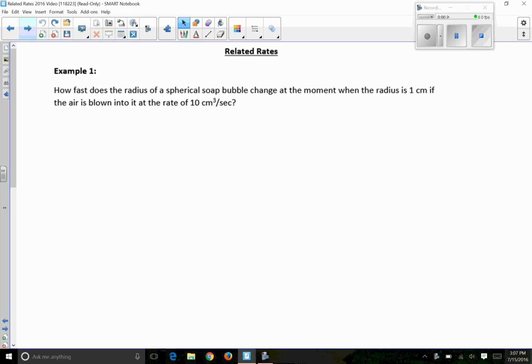Example 1. How fast does the radius of a spherical balloon change at the moment when the radius is 1 centimeter, if the air is blown into it at the rate of 10 cubic centimeters per second?